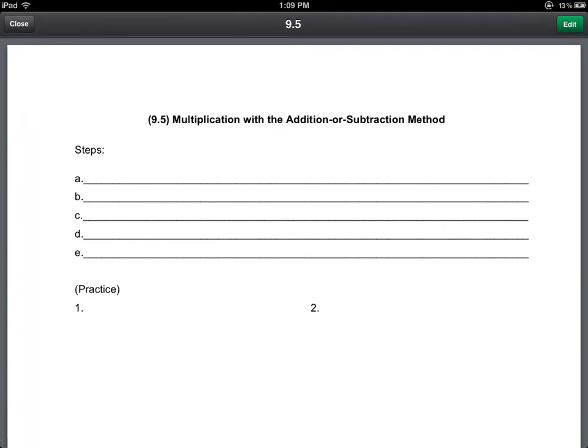Hi and welcome to our Tuesday lesson on multiplication with the addition or subtraction method. Now this lesson focuses on systems in which you won't always have the same or opposite coefficients for one of the terms. So let's first start with the steps.